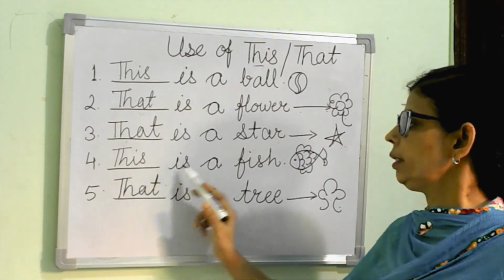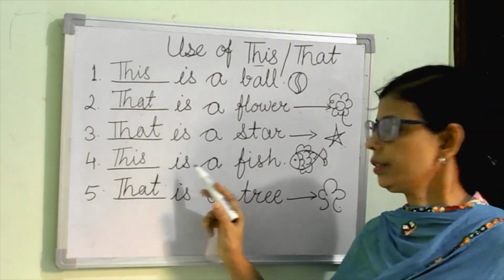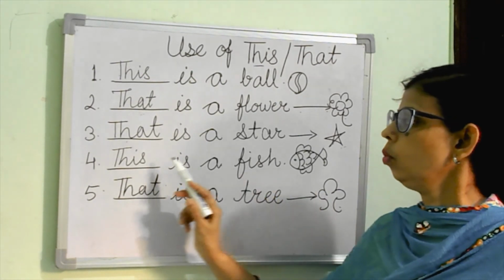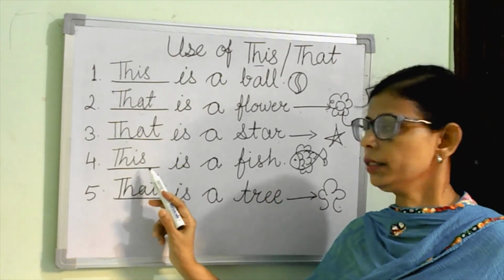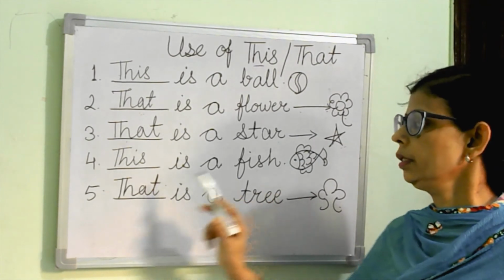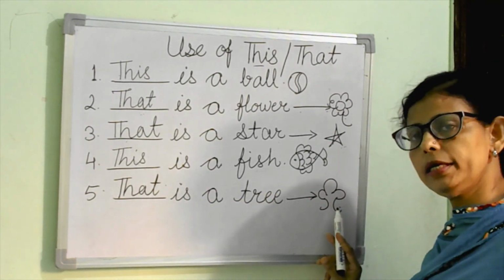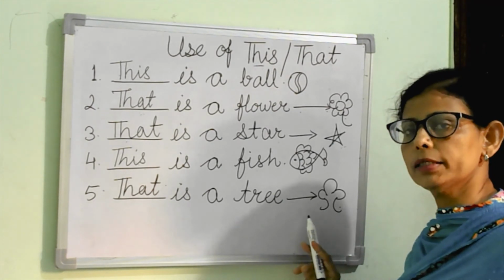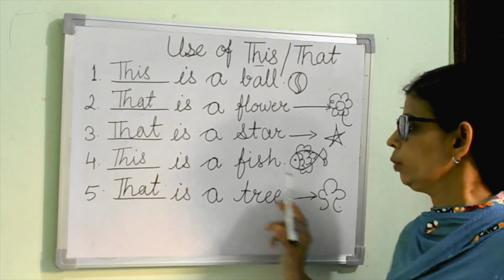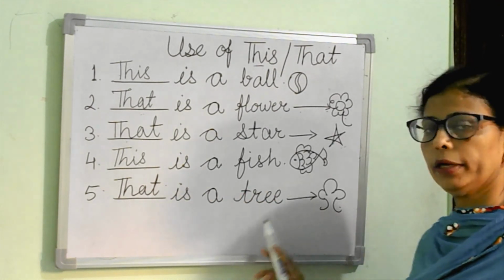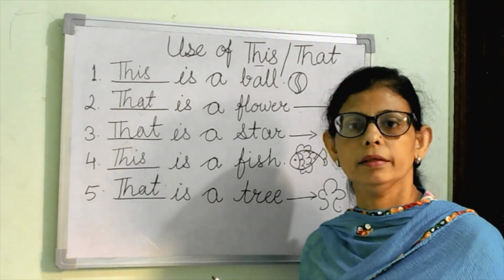Number 4. This is a fish. The fish is near to us, so we will use this here. This is a fish. The last one, that is a tree. The tree is far from us, so we will use that for the tree. Okay? Did you understand? Thank you.